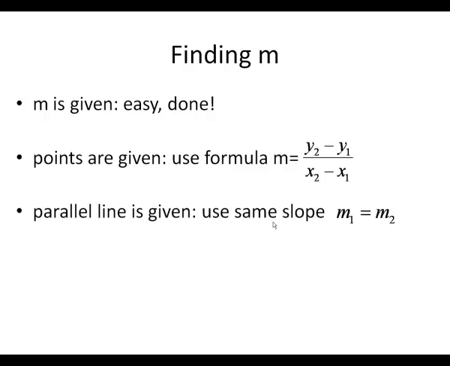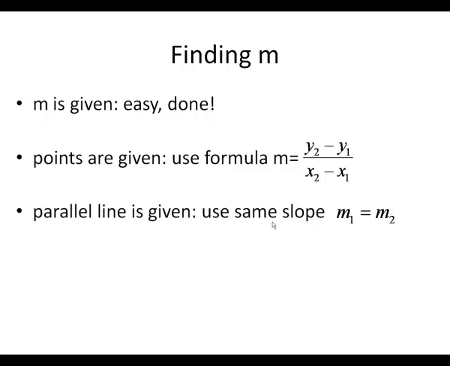It's possible that we'll also be given a line to reference, and that line could be a parallel line. And if so, if we are told we want to find a line parallel to a given line, we would use the exact same slope. So the slope we would use, m1, is equal to m2, which is the slope of the line that was given to us.